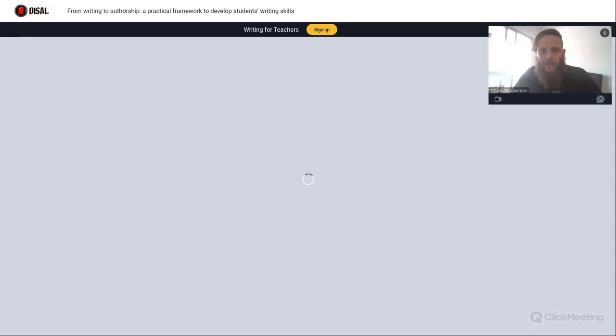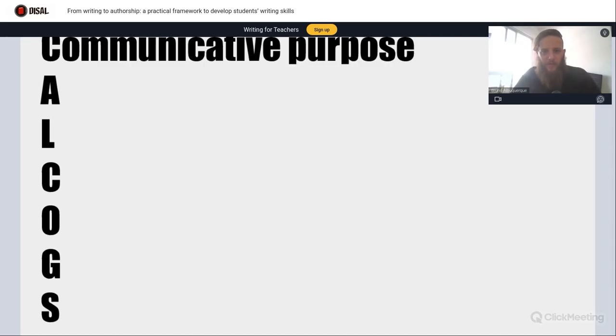So CalCogs begins with communicative purpose. What is the goal of writing this text? What does the author want to communicate with this text? Because writing is supposed to be communicative, just as speaking is, right? So I asked them, what's the objective of a recipe? And some answered in Portuguese, some answered in English, to teach cooking to someone, to help someone cook something, right? I think this is question number one.